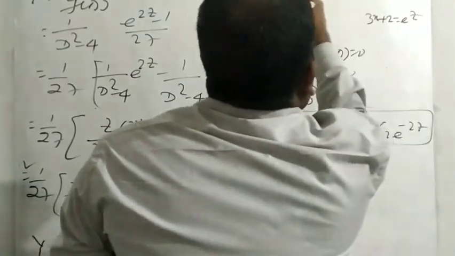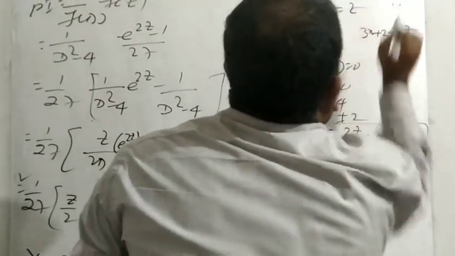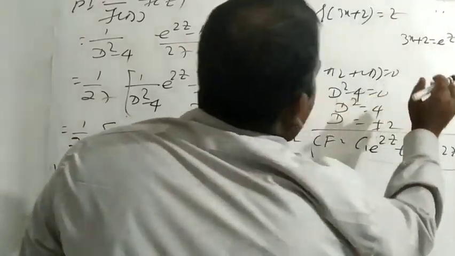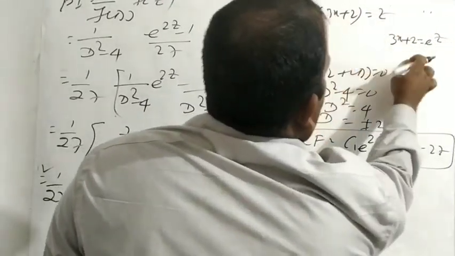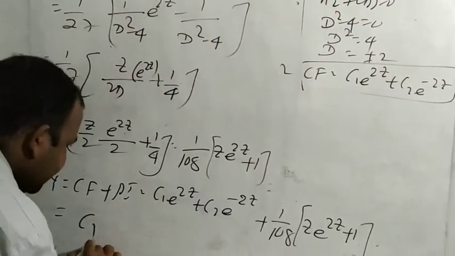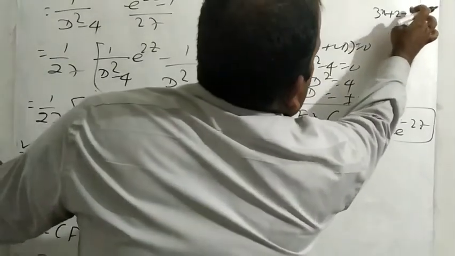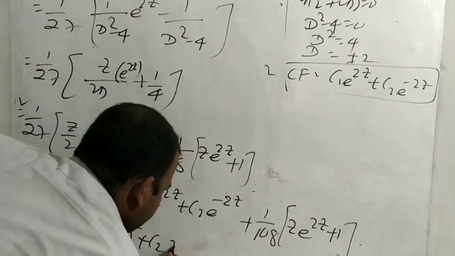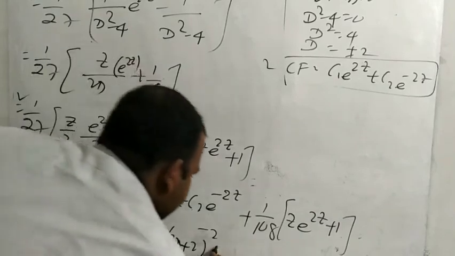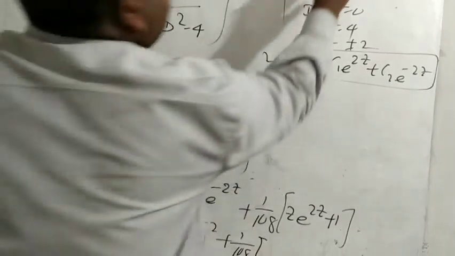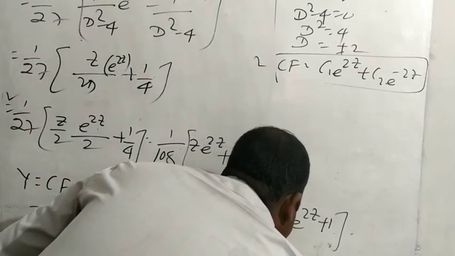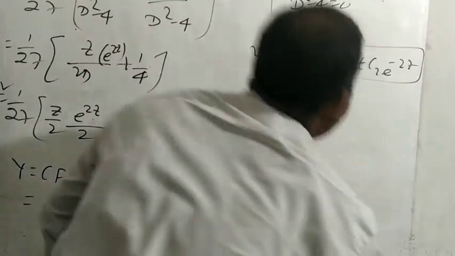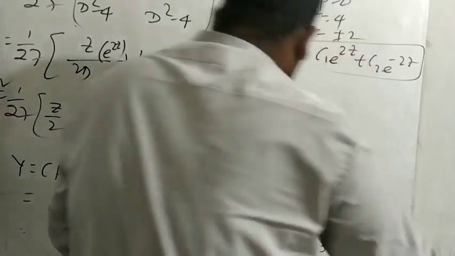So taking logarithm both sides, log of 3x plus 2 equals to z. Since 3x plus 2 equals e raised to z, taking logarithm both sides, log of e raised to z equals z, and z equals log of 3x plus 2. So that we will replace. So this is c1 e raised to 2z. e raised to z equal to this one, e raised to 2z means (3x plus 2) whole square. So this is c1 (3x plus 2) whole square plus c2 (3x plus 2) raised to minus 2, plus 1 upon 108. z means log of 3x plus 2, e raised to 2z means (3x plus 2) whole square, plus 1. So this is the final answer.